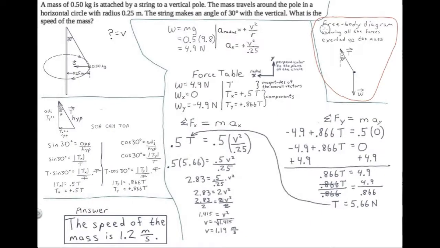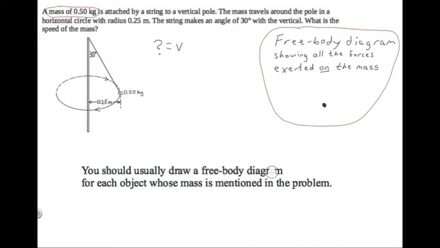Now let's work on the free body diagram. You should usually draw a free body diagram for each object whose mass is mentioned in the problem. Well, this problem mentions an object which is referred to as a mass of 0.5 kilograms. So we're going to draw a free body diagram showing all the forces exerted on that 0.5 kilogram mass.